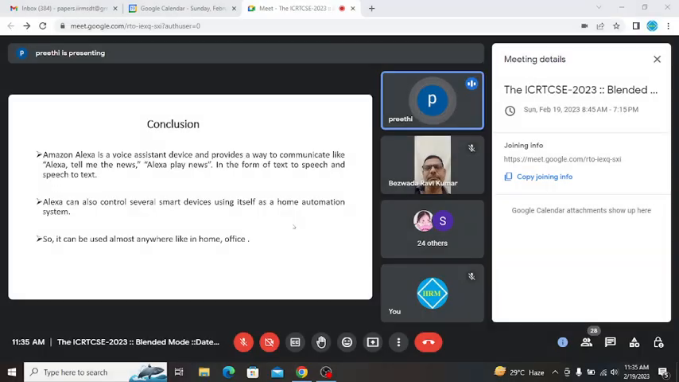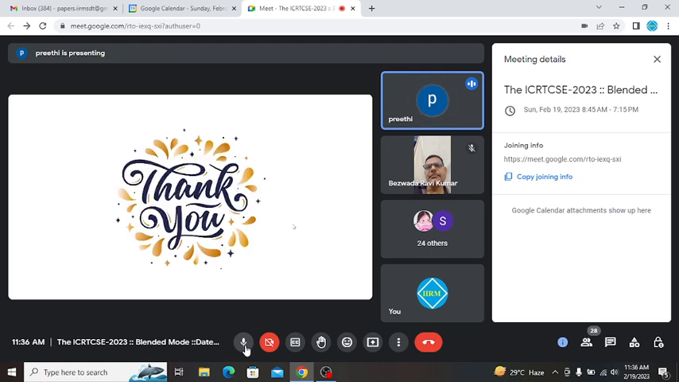It is the conclusion. The conclusion is Amazon Alexa is a voice assistant device and provides two-way communication. Alexa, tell me the news in the form of text to speech and speech. Alexa is a control device, so it can be used in our office. It makes human life easier in these situations. Thank you.